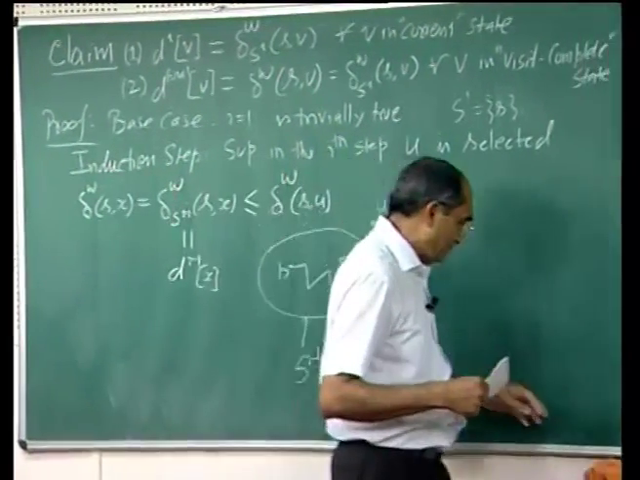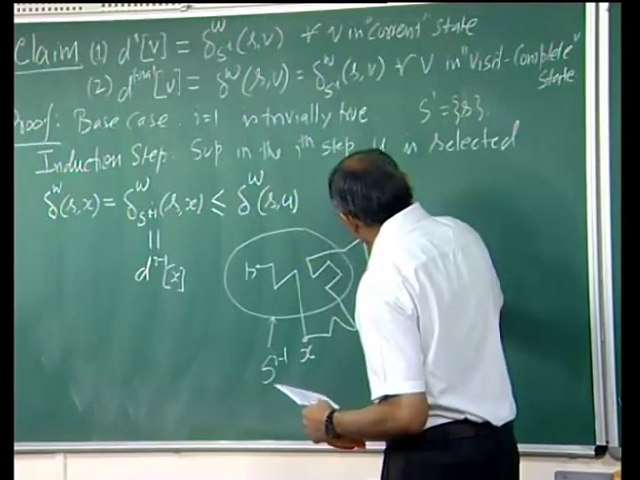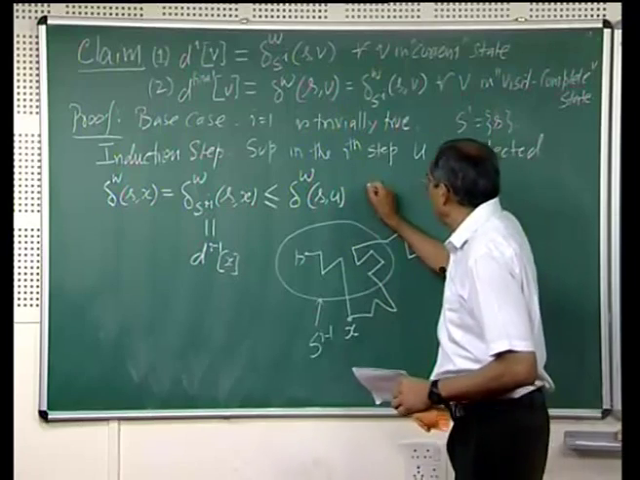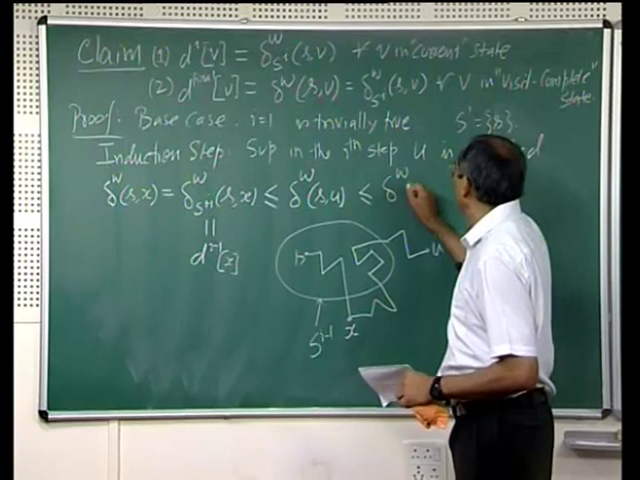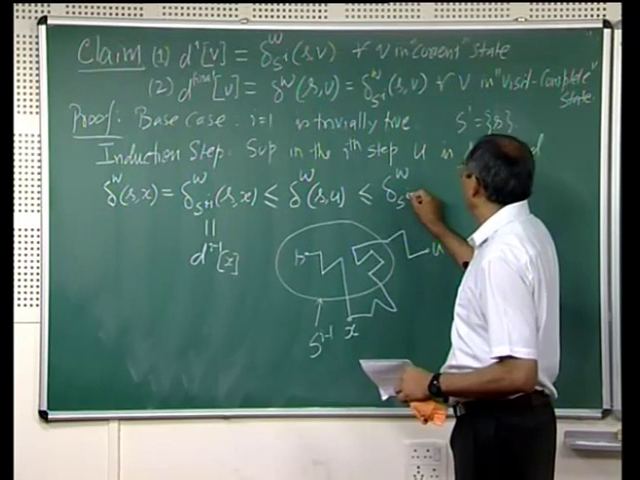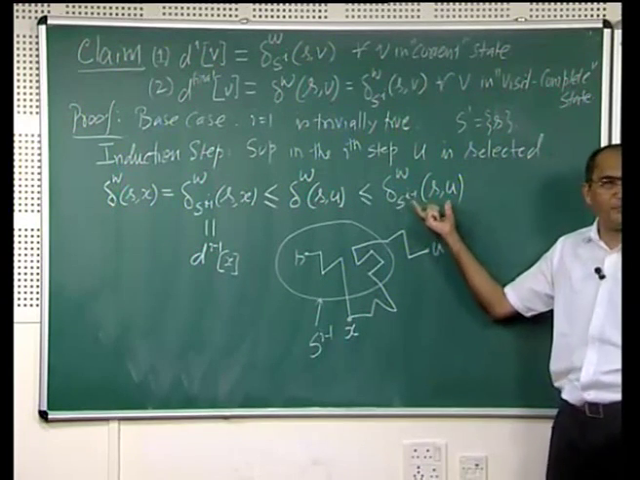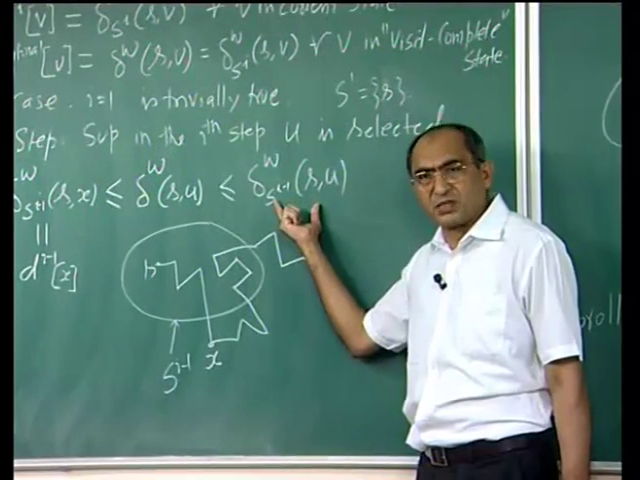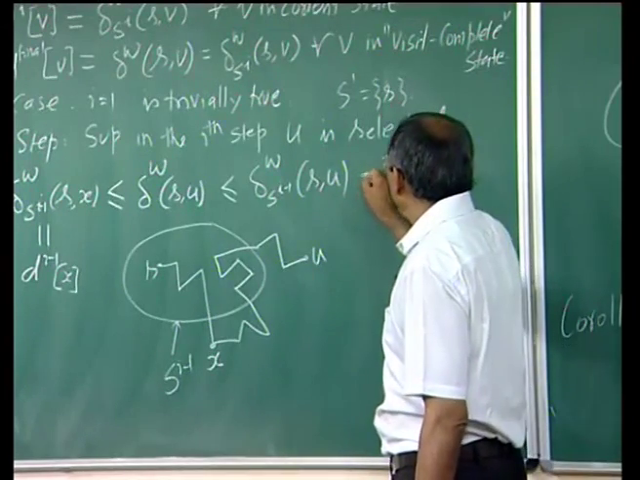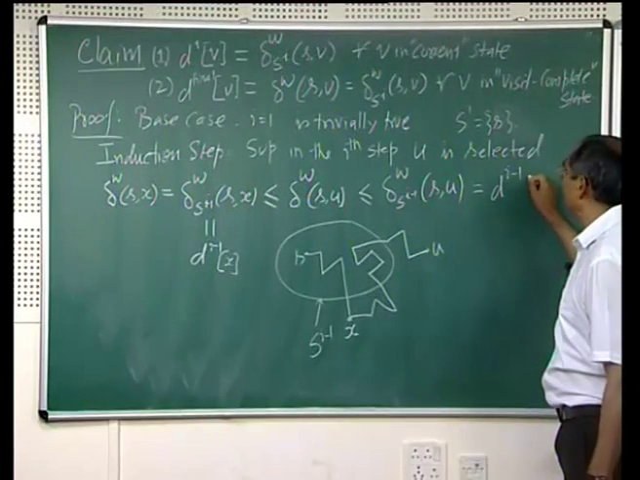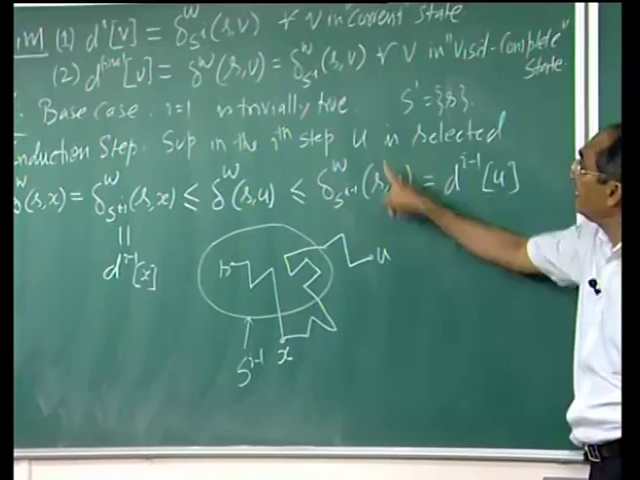Then let me just draw it somewhere here. By definition, this has to be delta_{S_{i-1}}(S, u), because this is the best path with respect to a restriction. This is the best path in the absolute sense, and this has to be d_{i-1}(u). Okay, this comes from the induction hypothesis.